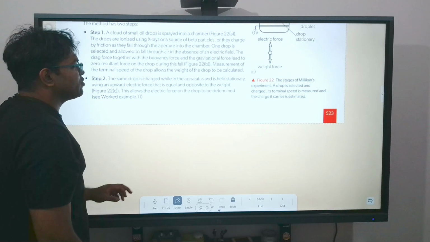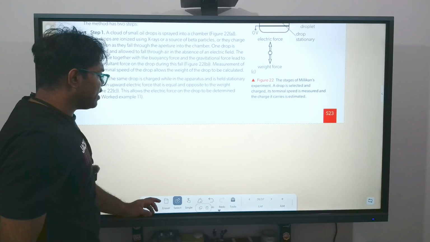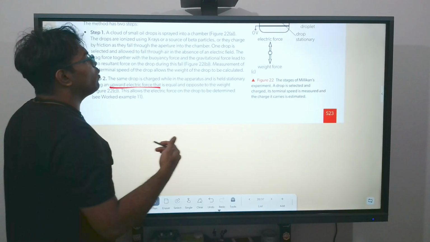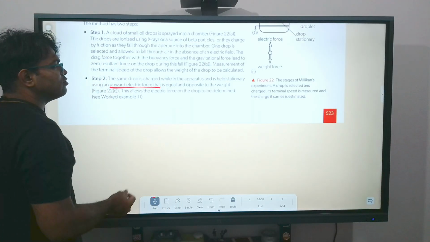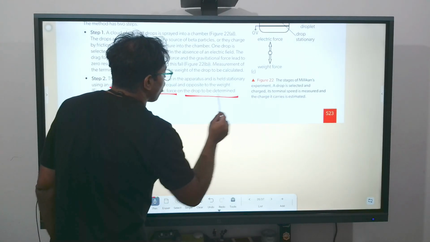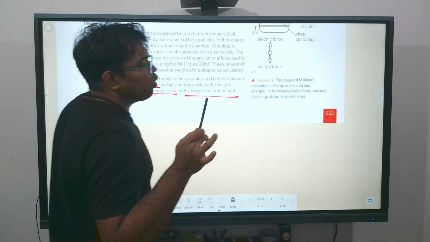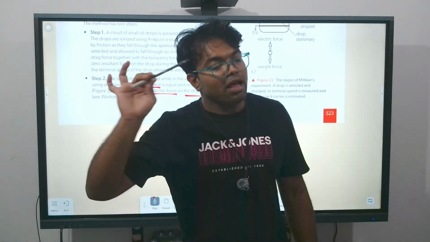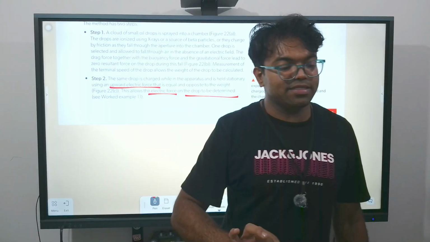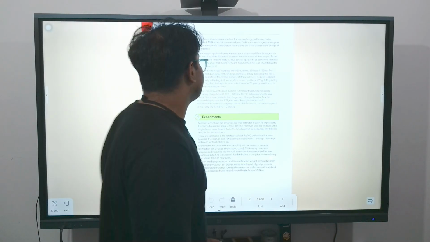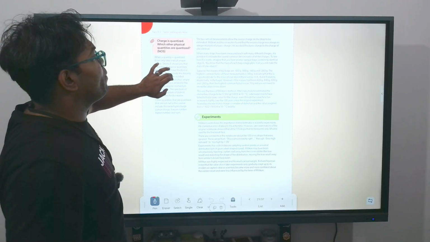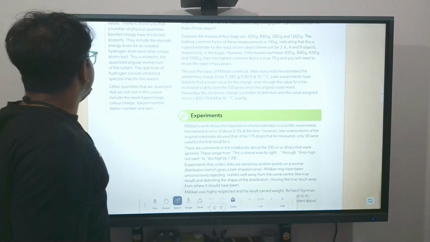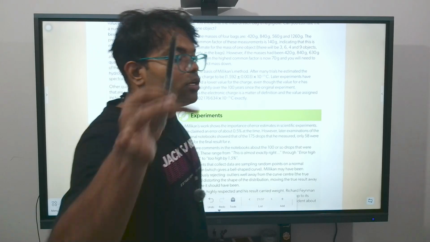The same drop is charged while in the apparatus and is held stationary using an upward electric force that is equal and opposite to the weight. This allows the electric force on the drop to be determined. So basically he balanced the force of gravity on that droplet with the electric force of the plates. When he balanced them out, the two sets of experiments allow the excess charge on the drop to be estimated.